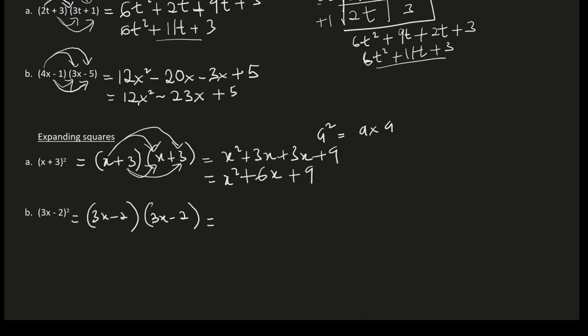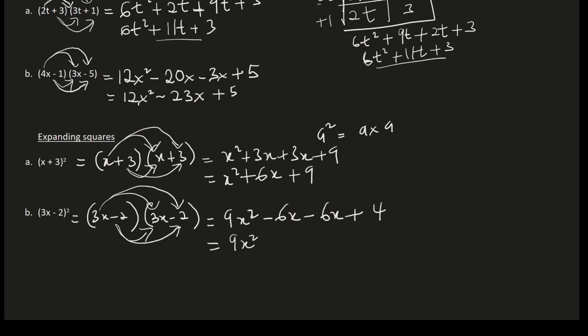To expand this, we have 3x times 3x, that gives me 9x squared. Then I have 3x times minus 2, that gives me minus 6x. Then same thing, we have minus 2 times 3x gives me minus 6x. And then minus 2 times minus 2 gives me plus 4. To simplify this, I have 9x squared minus 12x plus 4.